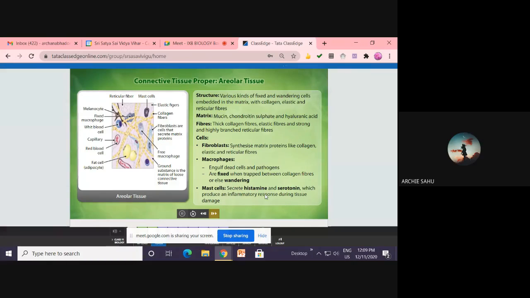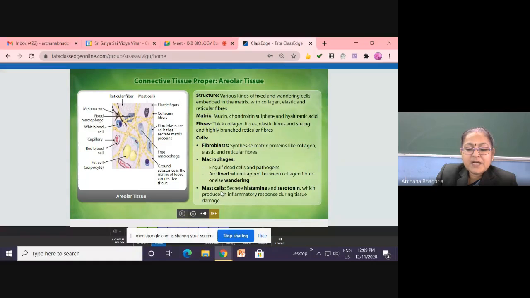Ma'am, can you repeat? The mast cells secrete histamine. Take the spellings from the slide. Last point you write down. So what are mast cells? They secrete the histamine and serotonin and produce inflammatory response. Remember, all your allergic reactions are due to these mast cells, which secrete histamine.